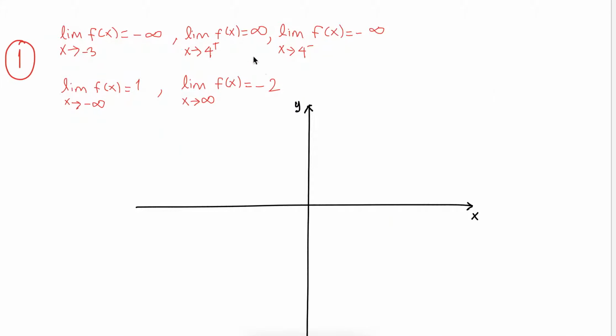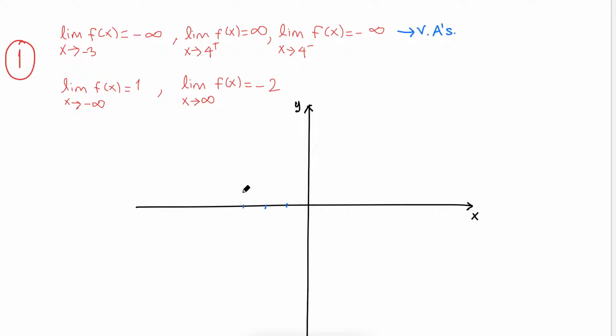We are asked to sketch the graph of a function that satisfies all of these conditions. So let's take a look at them. The first line we have negative infinity, positive infinity, and negative infinity as x approaches certain numbers. So this should tell us about the vertical asymptotes of the function. So we want a vertical asymptote at x equals -3 and a vertical asymptote at x equals 4. So let's go ahead and put them.